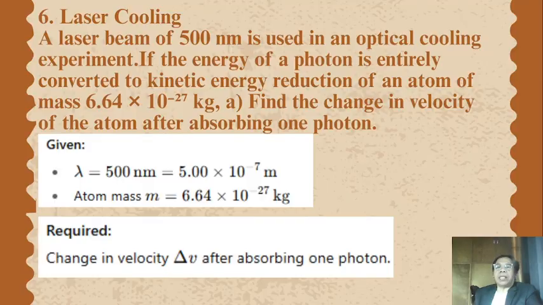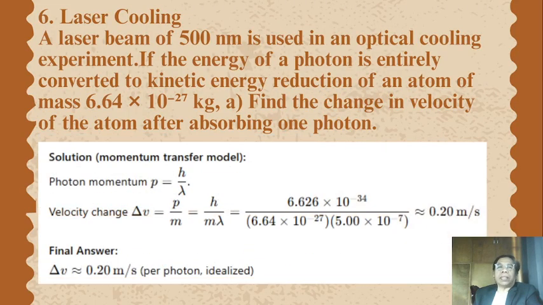So lambda is equal to 500 nanometer, and that's equivalent to 5.00 times 10 raised to negative 7 meter. The atomic mass is equivalent to 6.64 times 10 raised to negative 27 kilogram. Required is the change in velocity after absorbing one photon.